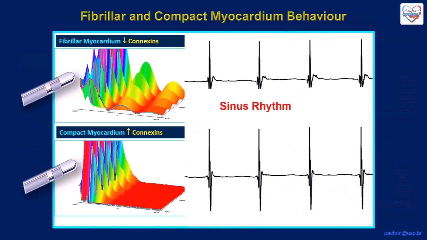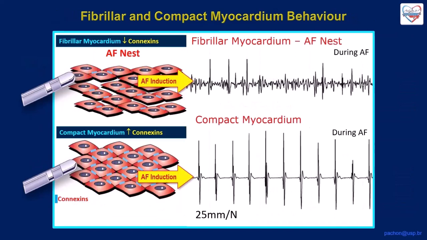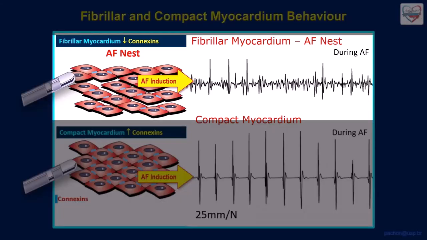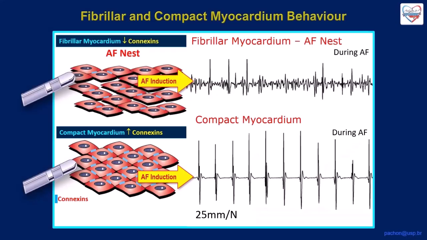Despite having large spectral difference, electrical potentials of fibrillar and compact myocardium may be relatively similar in sinus rhythm. However, after atrial fibrillation induction, there is a great difference, with fibrillar myocardium showing very high frequency, disorganized and irregular electrical activity, whereas the compact myocardium shows a lower frequency, regular and very organized electrical activity.